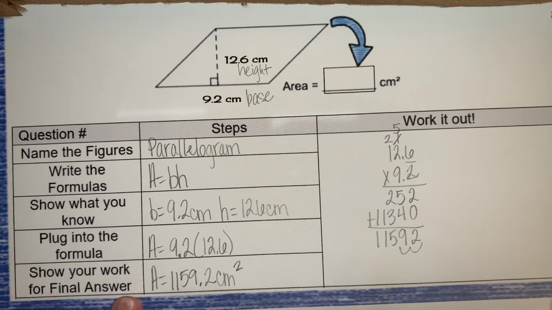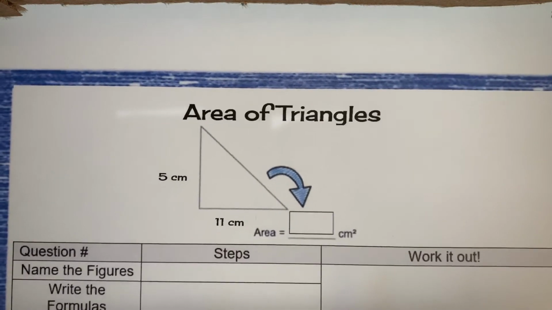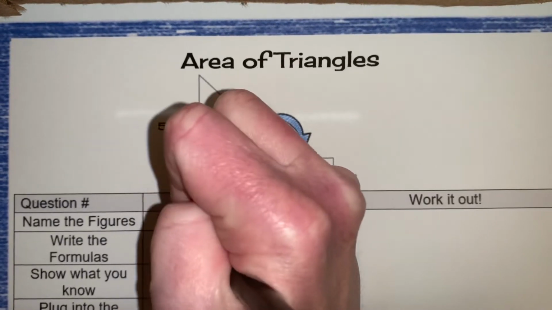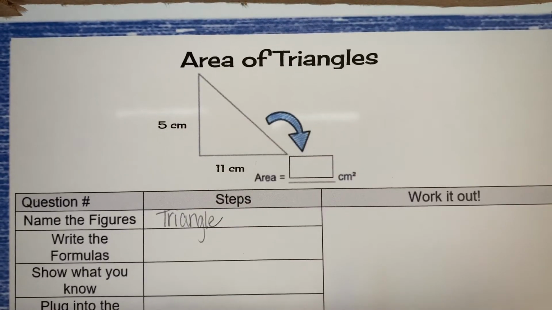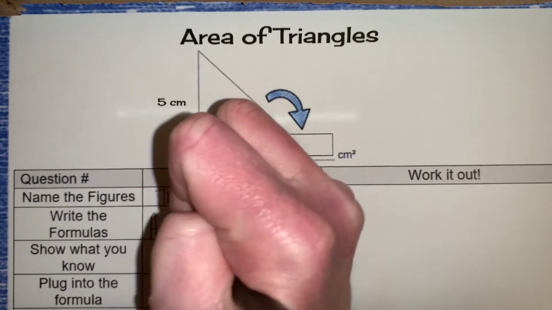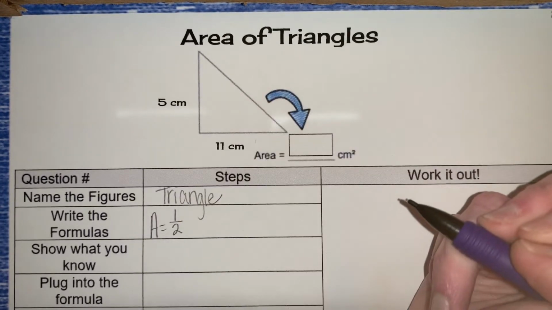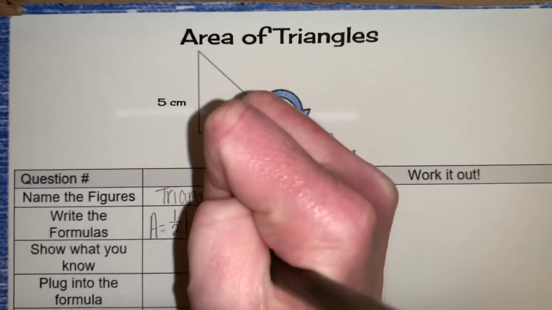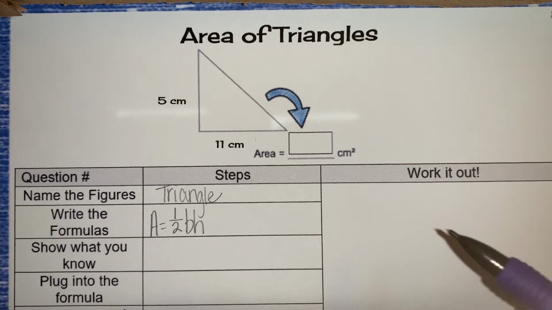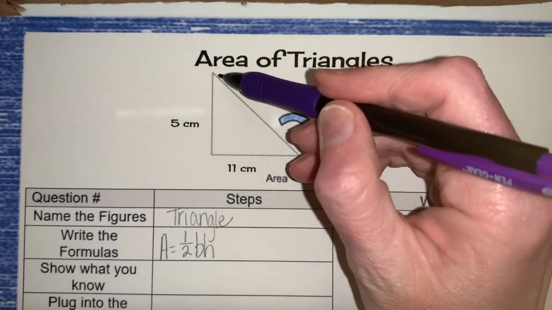That is parallelograms. Okay, next shape is going to be triangles. Okay, so let's go ahead and fill in the chart. Our shape is a triangle. The formula for the area of a triangle: A equals 1/2 BH. 1/2 of the base times the height, because a triangle is half of a rectangle.